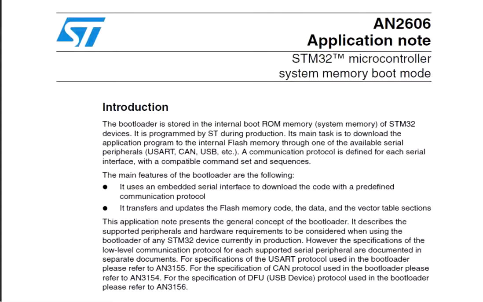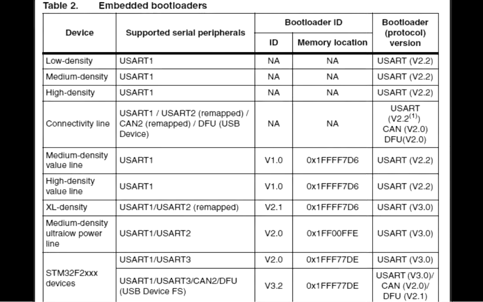In a previous video, we've seen how the STM32's on-chip bootloader can be called using the boot 0 and boot 1 pins of the device. Application note 2606 discusses system memory boot mode. All STM32 devices can use the USART1 communications medium to communicate to the bootloader, and some newer devices such as the F2 and F4 families, the low power family, and the connectivity line can also use peripherals such as CAN and USB.